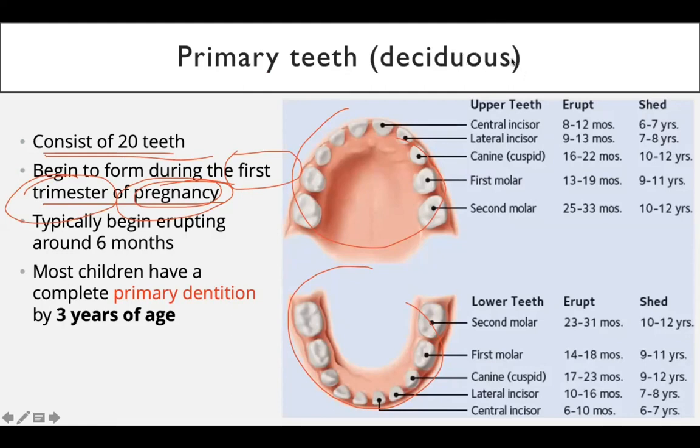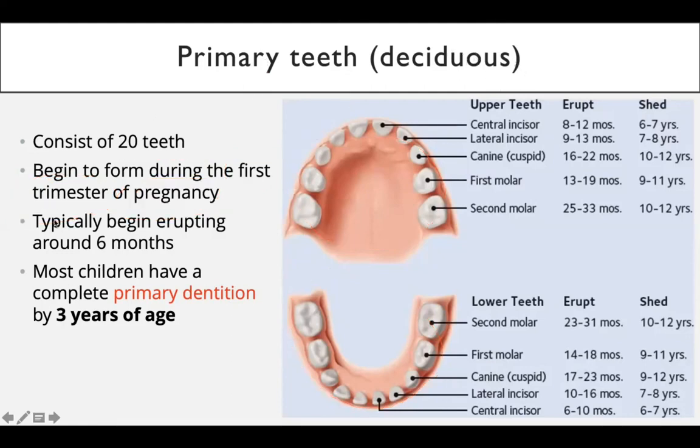Sure. So they typically begin erupting around 6 months. So at the age of 6 months, they start eruption. Why have you written 8 to 12 months? No, actually, the thing is an estimation. Some babies start erupting teeth at 6 months, and it goes from 8 to 12 months.